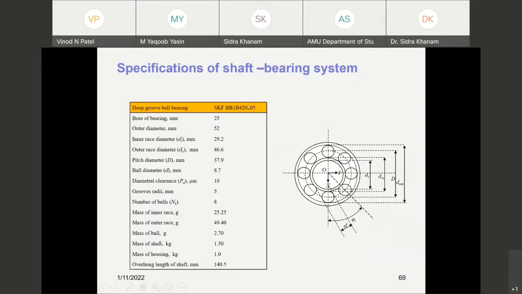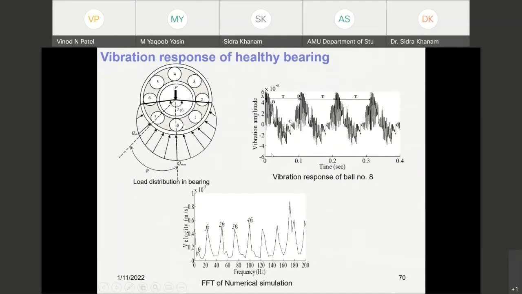So for this particular shaft bearing system, this figure provides the vibration response of the healthy bearing. These results are derived by solving the equations of motion which I discussed. When ball number 8 is at this particular position, there is a maximum amplitude of the vibration. When it comes out from this, the amplitude decreases, and when it reaches the unloaded region, it becomes almost negative or a minimum value.